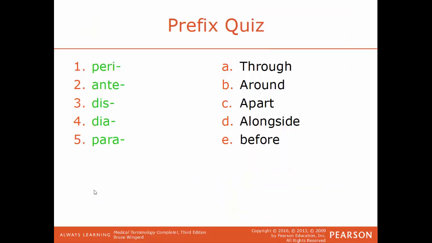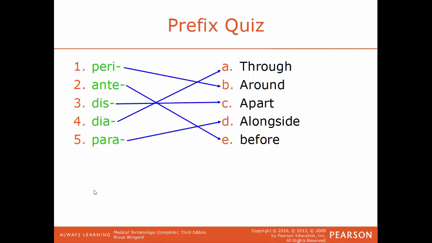I will end this chapter and end this video with our matching quiz. The five prefixes on the right are peri, anti, dis, dia, and para, and they'll match up to either the words through, around, apart, alongside, or before. So the first one, peri, would mean around or surrounding. Anti means before. Dis means apart or to separate, like in dissection. Dia means through. And para means alongside.